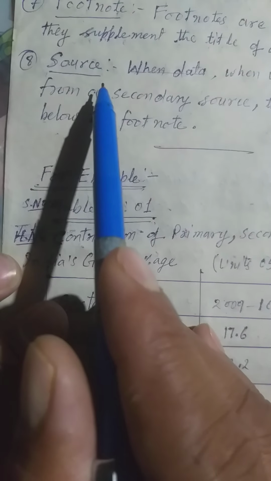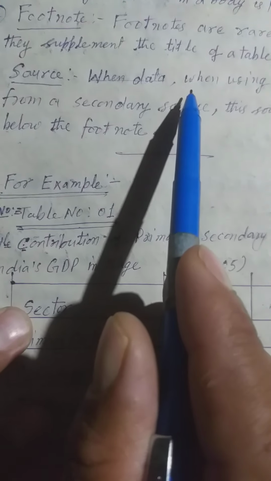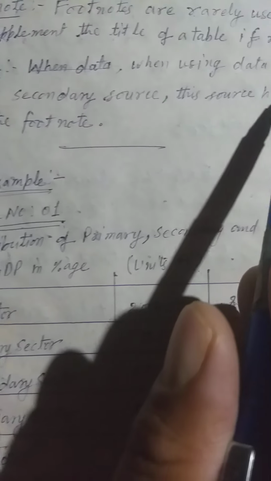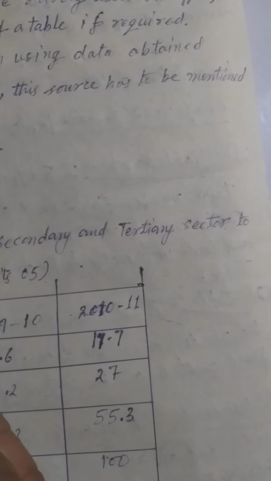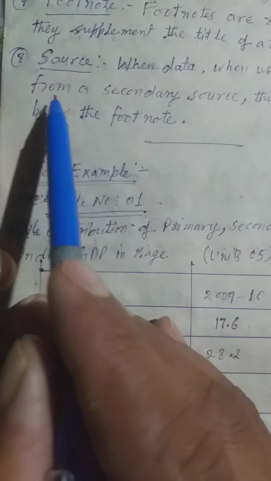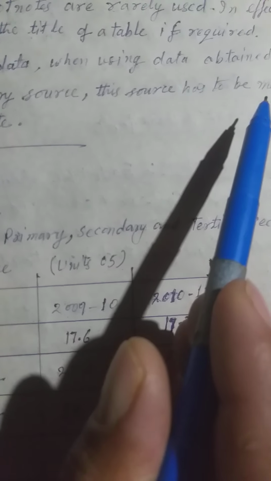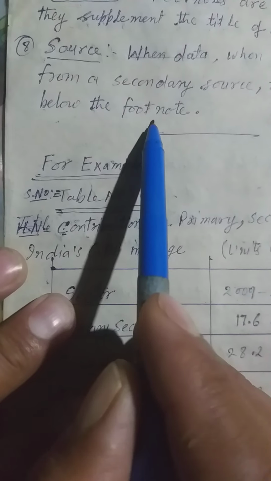Source is another component of a table. When using data obtained from a secondary source, this source has to be mentioned below the footnote.